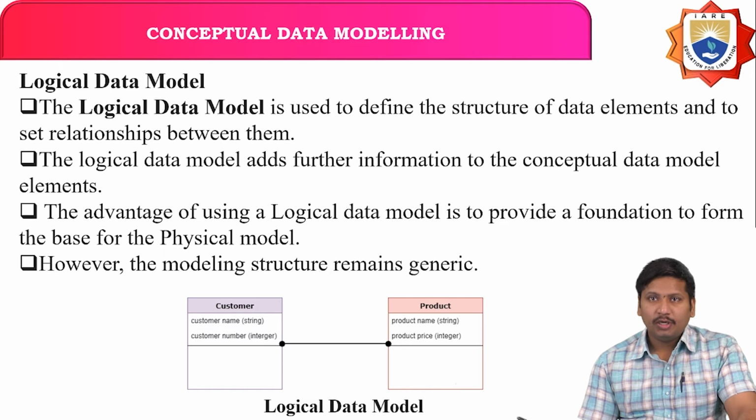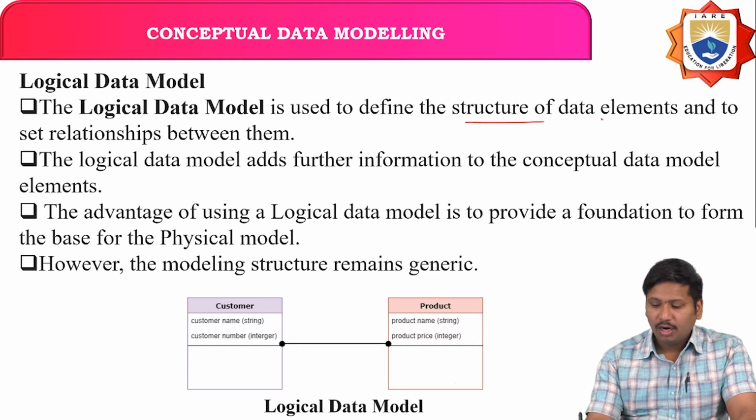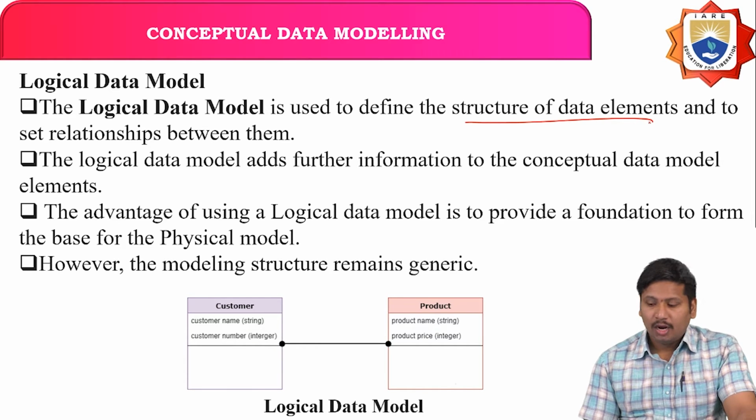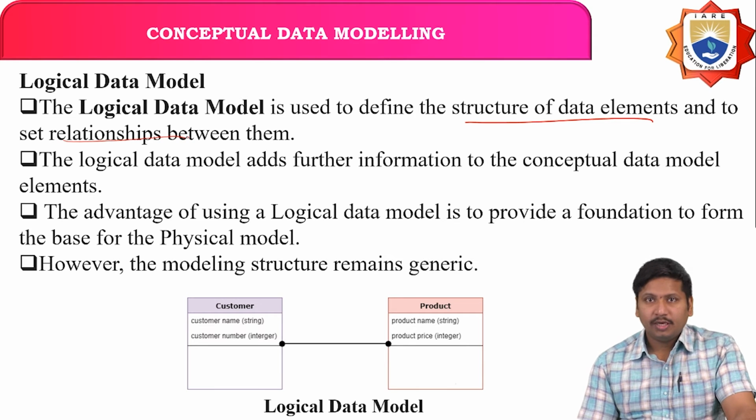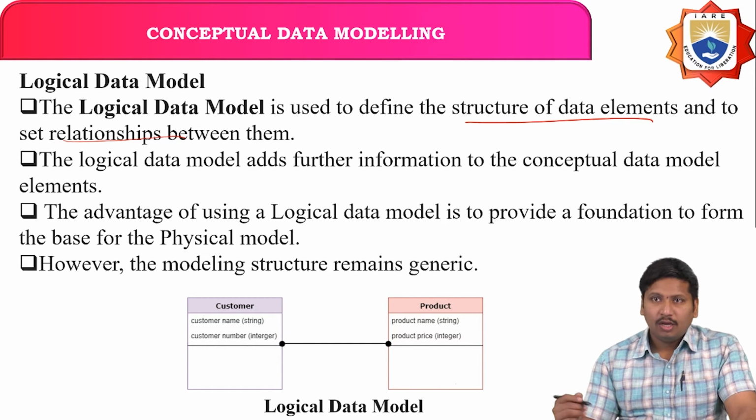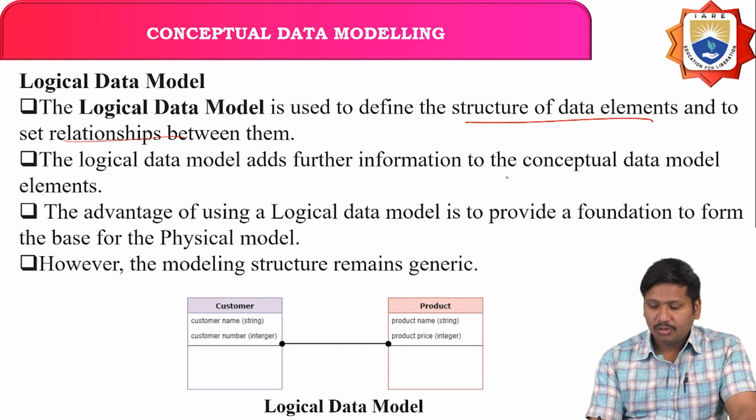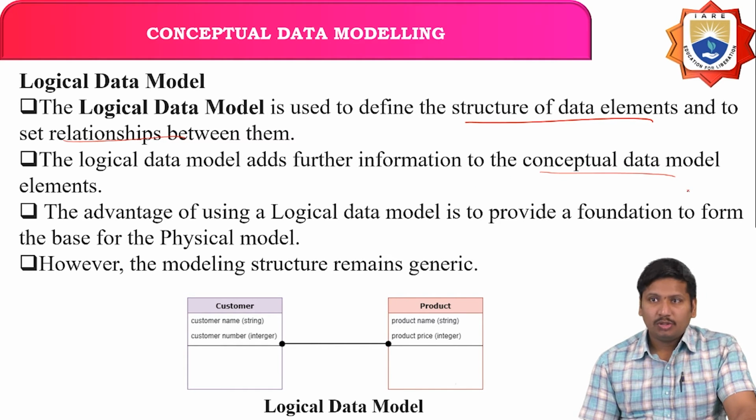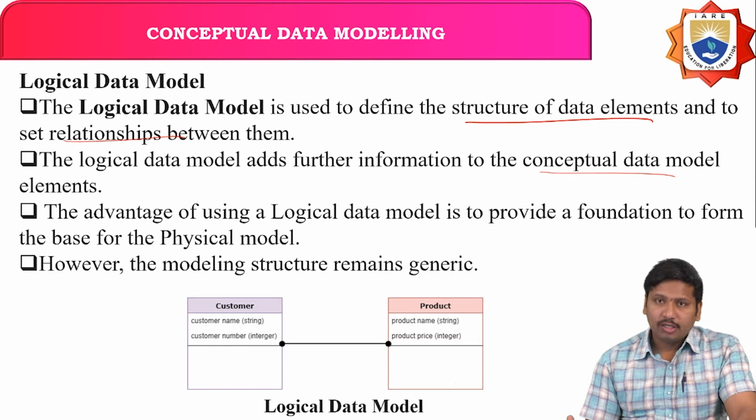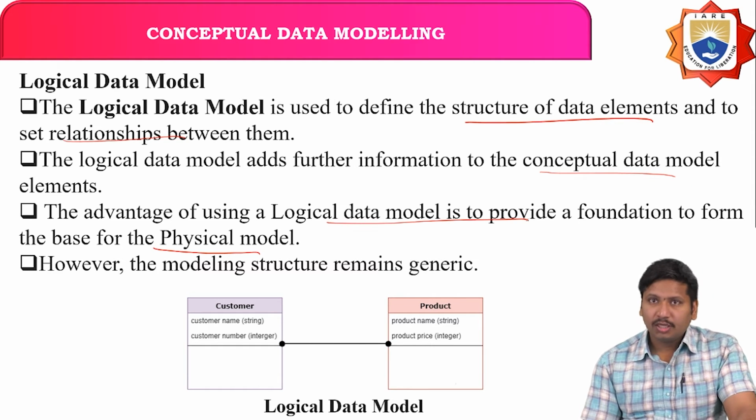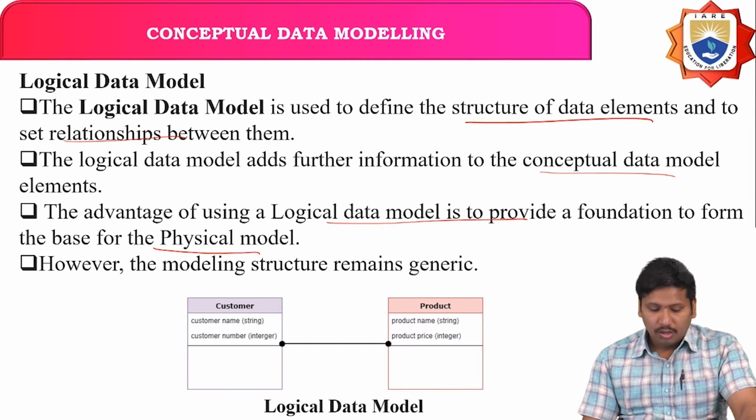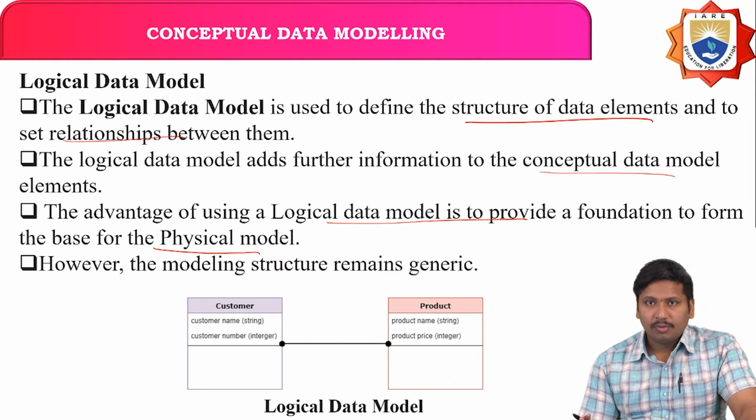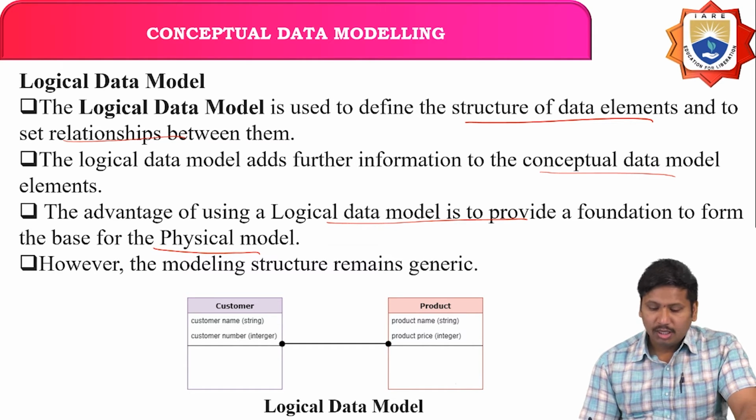So the logical data model is specially modeled to define the structure of the data elements we are maintaining and how we are going to establish the relationship between them. It further adds information about the conceptual data model elements, and it also provides some foundation for the physical data model. That is the advantage of the logical data model. Similarly to the conceptual data model, the structure looks the same, but the relationship is going to be different in the logical data model.